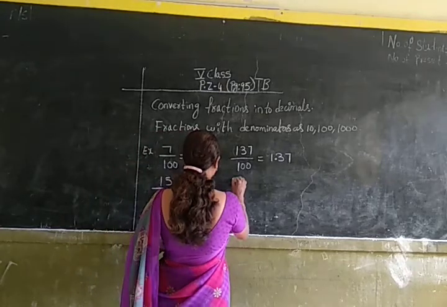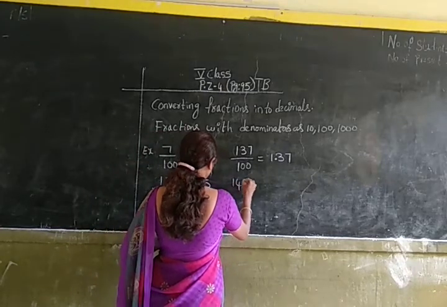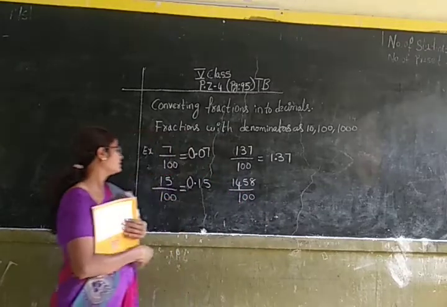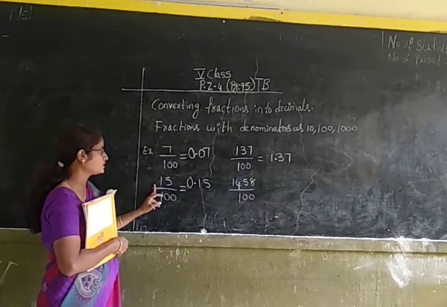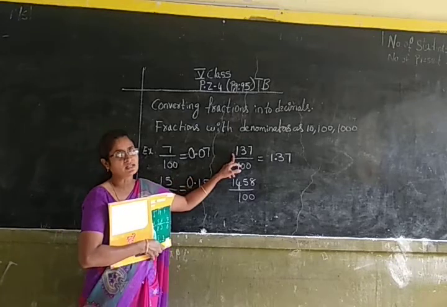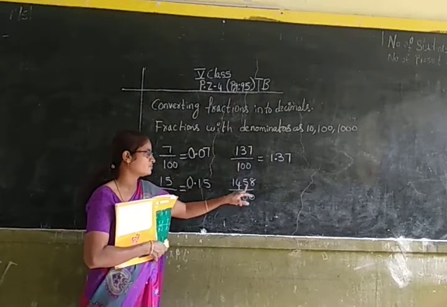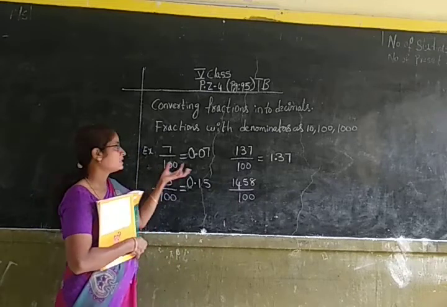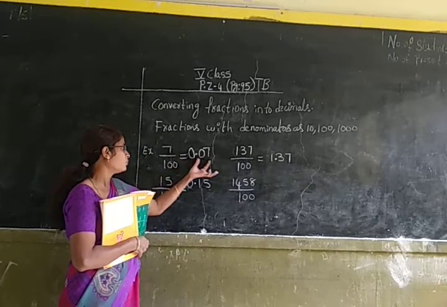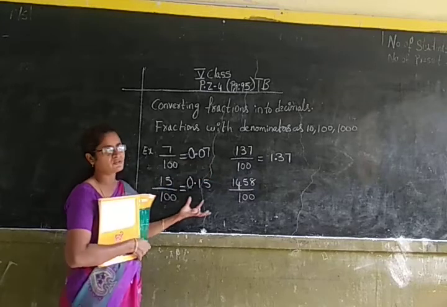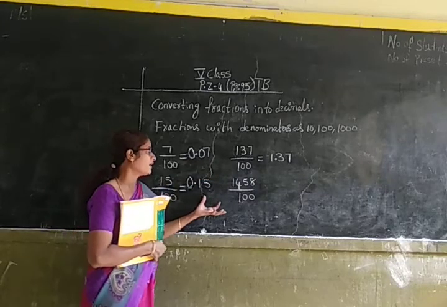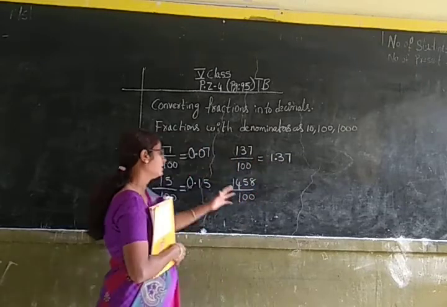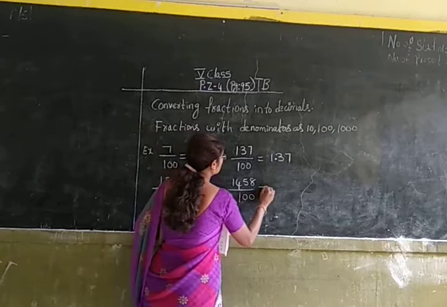Let us take a 4-digit number. 1458 by 100. So this 7 is a single digit number, 15 is a 2-digit number, 137 is a 3-digit number and 1458 is a 4-digit number. So in the 1-digit number we got the result as 0.07. In the 2-digit number we got 0.15. In the 3-digit number we got 1.37. Let us see what we get in the 4-digit number.